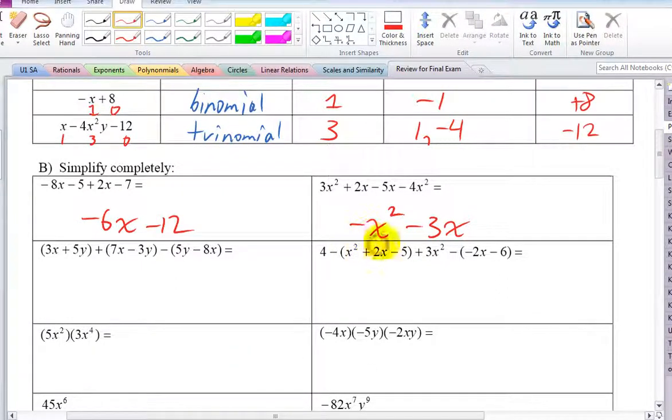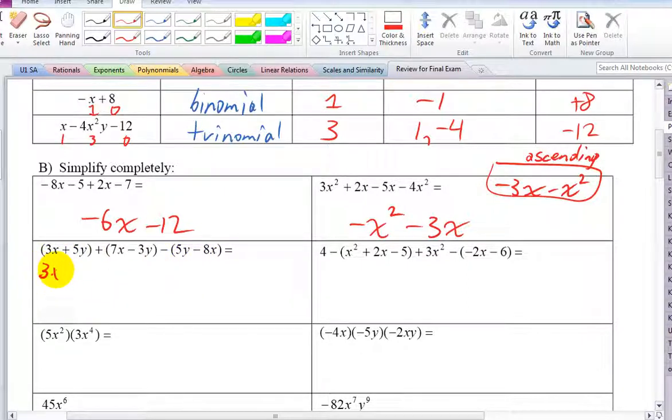We have -x squared minus 3x. Now you're welcome to write minus 3x minus x squared. This is in ascending order of terms, whereas typically we write it like this, descending order. Okay. Good. Next we did adding, subtracting polynomials.